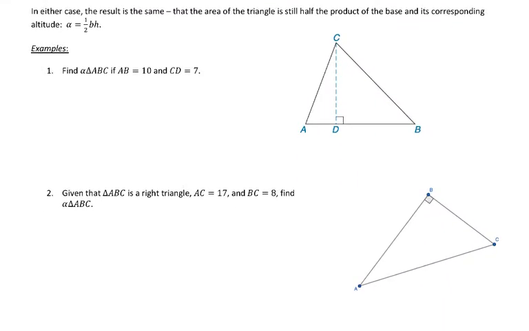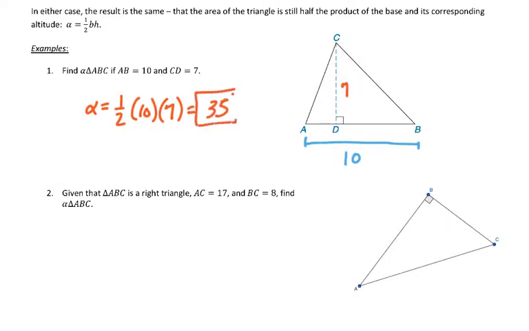So let's look at some examples. Find the area of triangle ABC, given that AB, that's this base here, has a length of 10, and CD, its corresponding altitude, has a length of 7. There's no trick here. The area is 1/2 base length 10 times the altitude length 7. So that's 70 divided by 2, or 35. The area is 35. They get more complex than this.